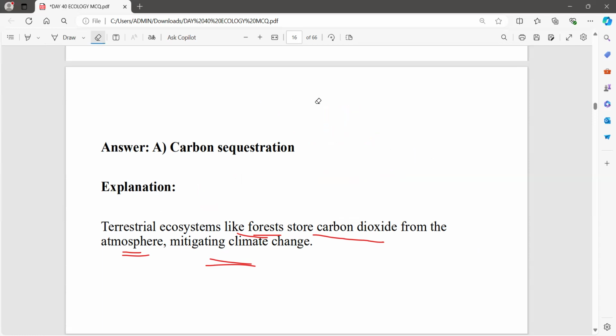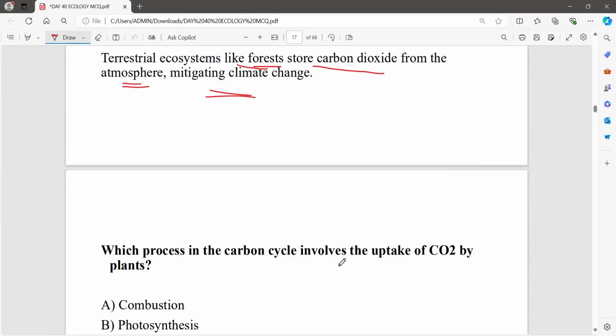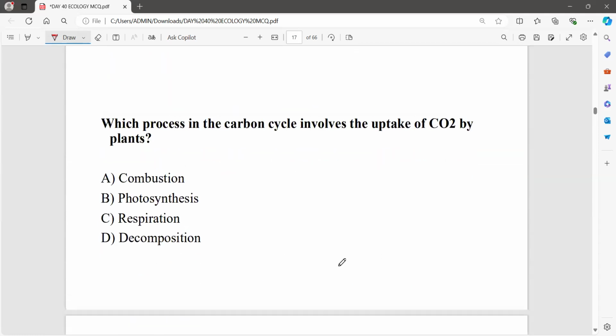See, you know all the concepts, right? A plant takes in carbon dioxide and releases oxygen. So this is how the ecology questions will be. When we see the question, it will be easy, but when we apply the answer, that will be the critical area. So you have to focus on all these things, and the next question will be, which process in the carbon cycle involves the uptake of carbon dioxide by the plants?